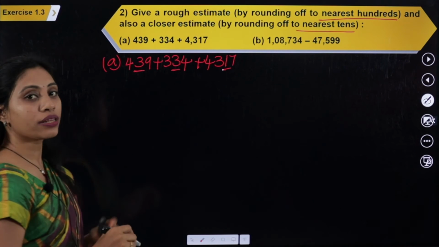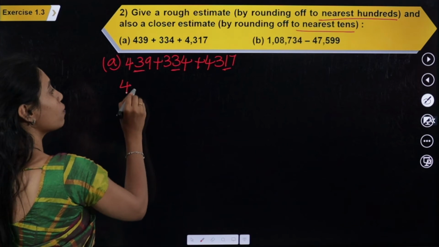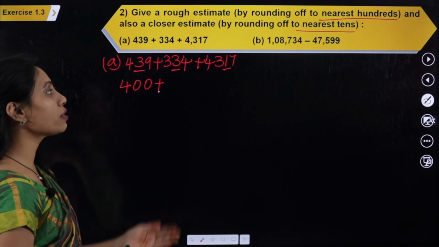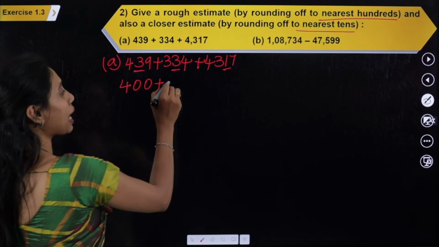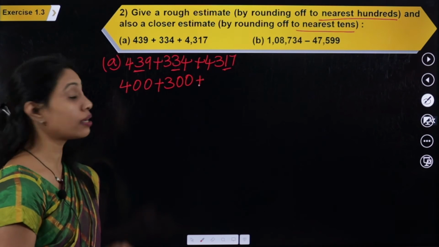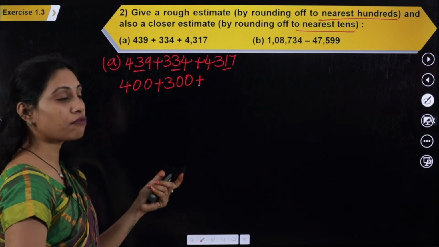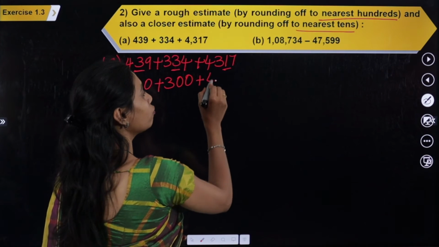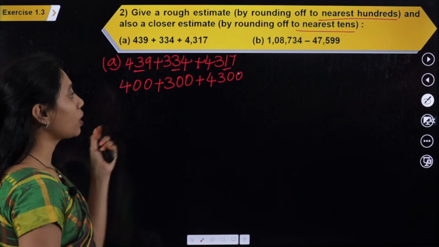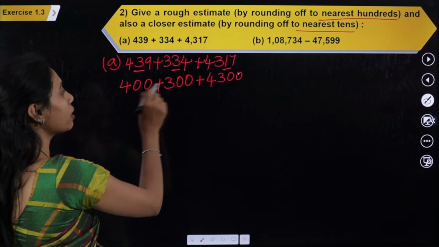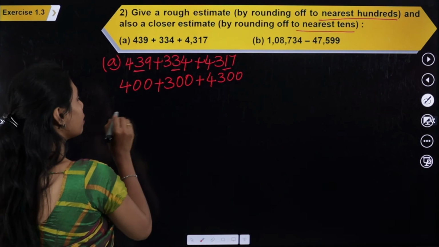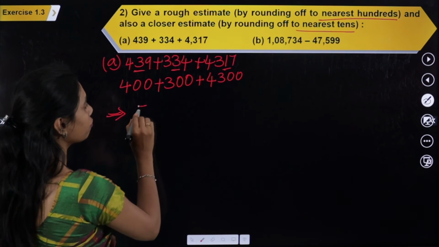So 3 is smaller than 5. So this can be written as 400 plus, here also the underlined digit is 3, which is smaller than 5. So the digits before will remain as they are, and including the underlined digit, everything after becomes 0. Next here, 4 and 3 remain the same because 1 is smaller than 5. Now, let us add all these values. 400 plus 300 is 700, 700 plus 4300 gives us 5000.